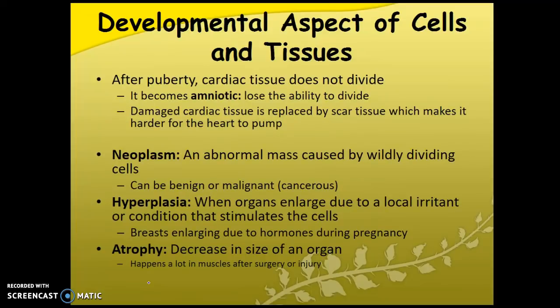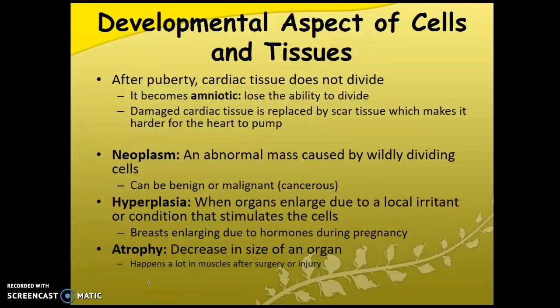So like we just said, after puberty, cardiac tissue does not divide. It becomes amitotic, which means it loses the ability to divide. And neurons are always amitotic, meaning that they don't divide at all. Some abnormal cells and tissues can be a neoplasm, which is basically a tumor. If it is a malignant tumor, it's going to be a cancerous tumor. And if it's a benign tumor, it's going to be non-cancerous.